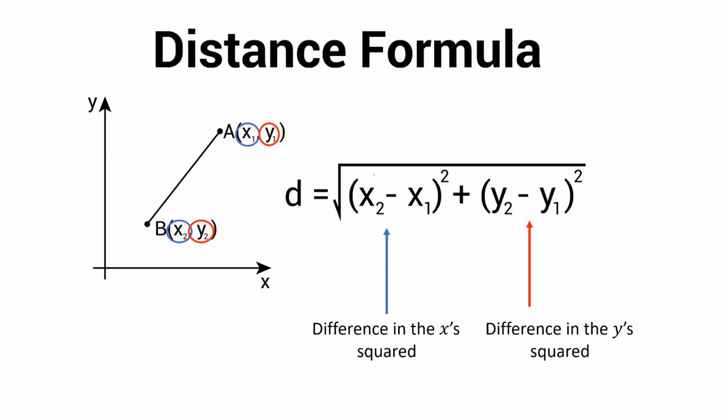So this is the distance formula. The distance between 2 points, x1, y1, and x2, y2. So the difference in the x's quantity squared plus the difference in the y's quantity squared, and then take the square root. And that's how you find the distance between any 2 points.